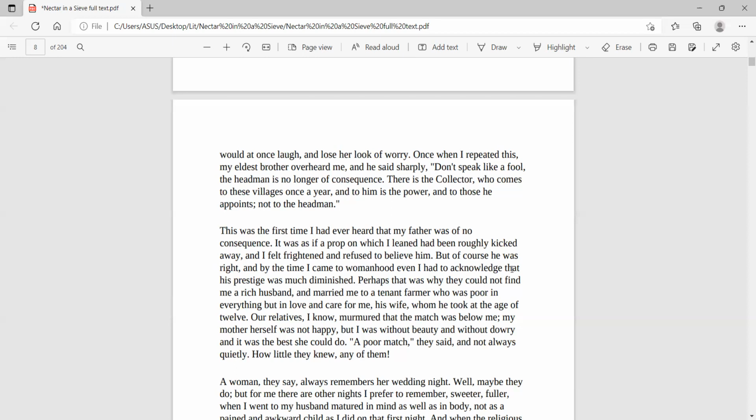"A woman, they say, always remembers her wedding night. Well, maybe they do. But for me, there are other nights that I prefer to remember. Sweeter, fuller, when I went to my husband, matured in mind as well as in body."